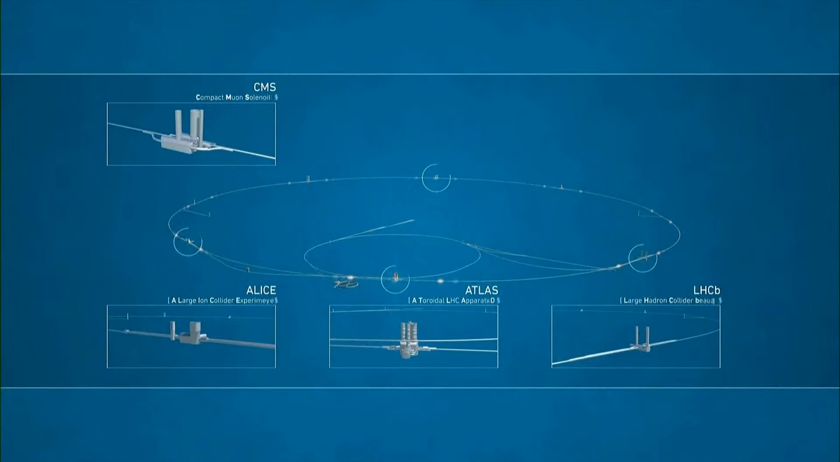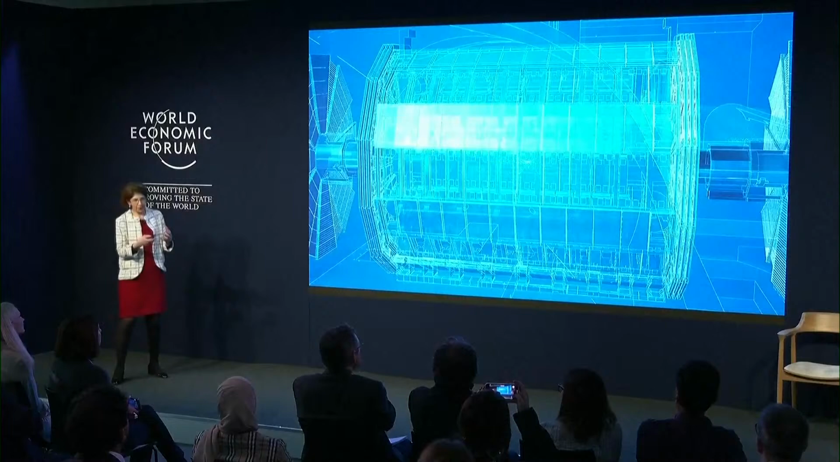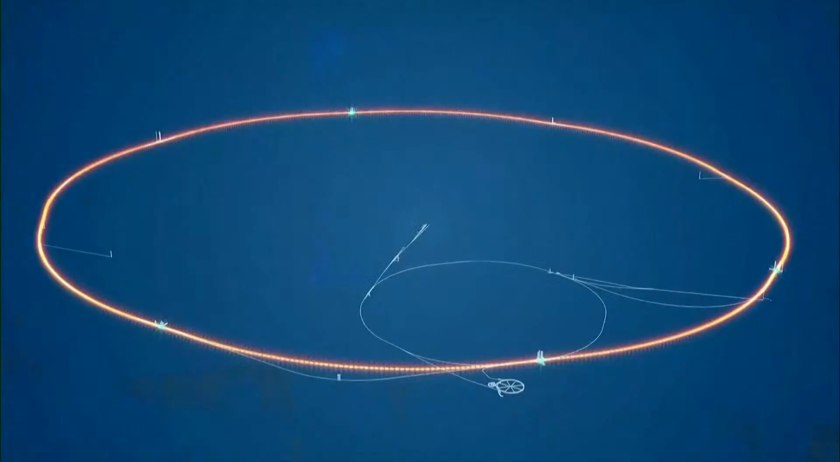So these are four giant instruments, underground instruments. When I say giant, I mean a cathedral. Take, you know, half Notre Dame and put it underground, okay? And the goal and the purpose of these experiments is to detect the product of the collisions. So you have these high energy beams colliding.